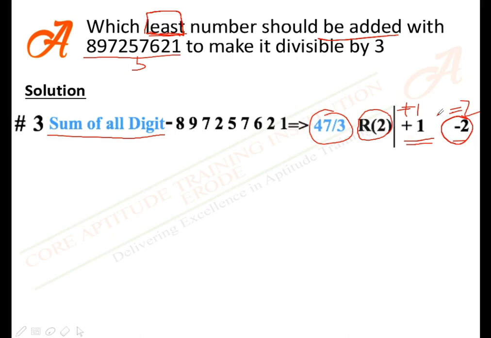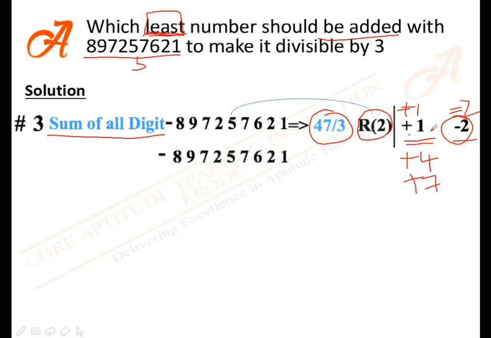But what if I am not asking for the least? It can be plus 4, it can be plus 7 and so on, correct? Because you can add plus 1, you can add plus 4, you can add plus 7 to make this number divisible by 3. But since I am asking for the least number, it should be plus 1.